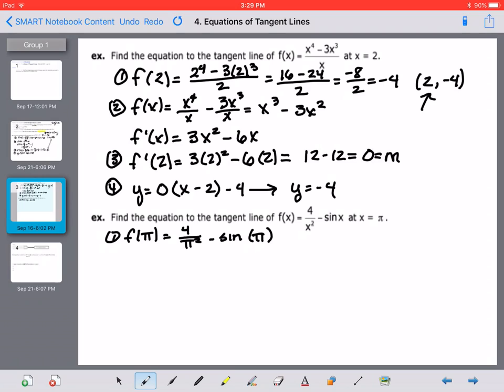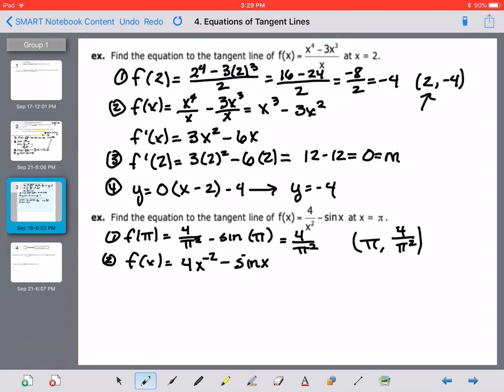Sine of pi, that is 0, so really we're left with 4 over pi squared, which I know is kind of weird, but the point is pi, 4 over pi squared. That's okay. 4 over pi squared is a number too. We don't judge. Okay, step 2 is my derivative. I want to rewrite. Bring up that x squared. Changing location changes sign. So I get that.